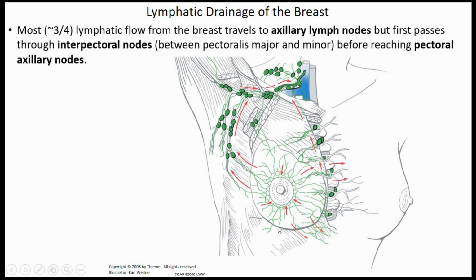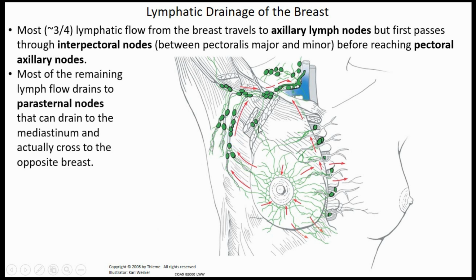So most lymph from the breast, about 3/4 of it, is going to drain superior laterally. So it's going to drain towards the axilla, so the area around the nipple, the areola, as well as the superior part of the breast, called the tail of Spence sometimes, is going to pretty much drain towards the pectoral axillary nodes. So those axillary nodes on the anterior side of the axilla. There's also going to often be some spread to these interpectoral nodes right there between the pectoralis major and minor, but the majority of lymph from the breast tends to drain towards the axilla.